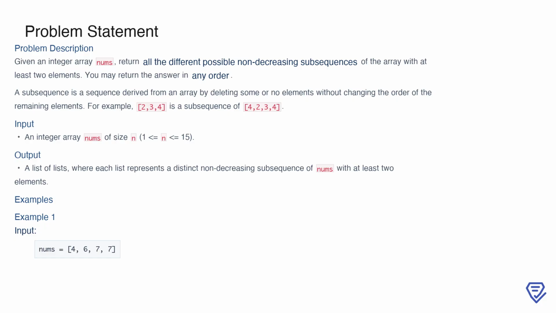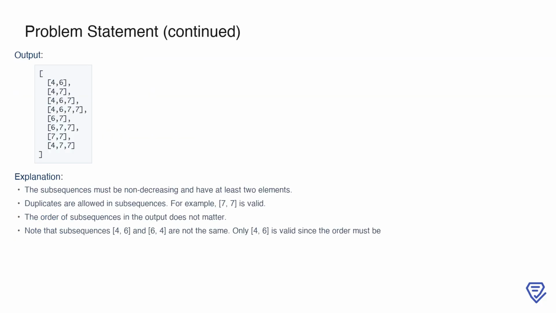Suppose the input array is nums equals 4, 6, 7, 7. For the input nums equals 4, 6, 7, 7, the output consists of all valid increasing subsequences with at least two elements. These include [4, 6], [4, 7], and [4, 6, 7], among others. For example, in [4, 6, 7], the sequence remains valid because the numbers are added in increasing order. The subsequence [4, 6, 7, 7] is also valid because repeated elements like 7 maintain the non-decreasing order.